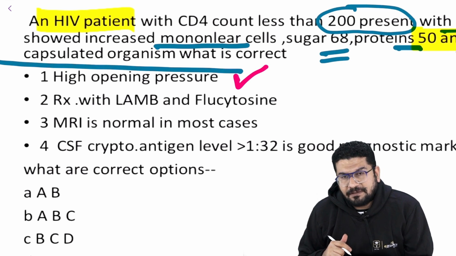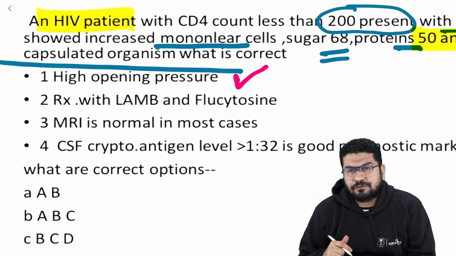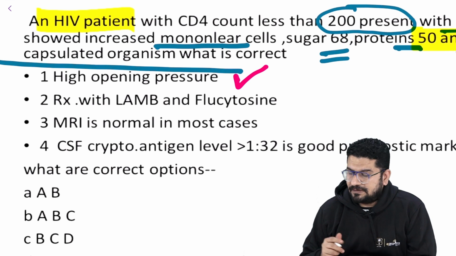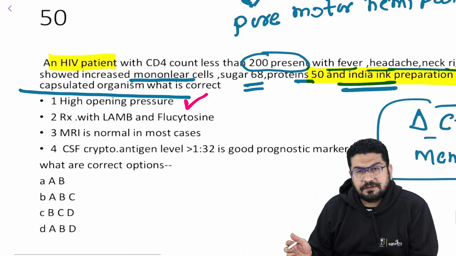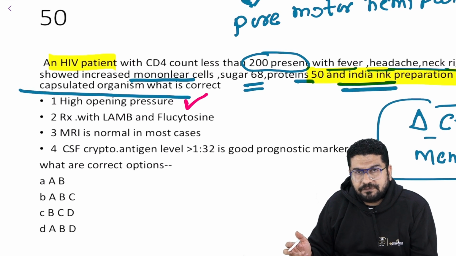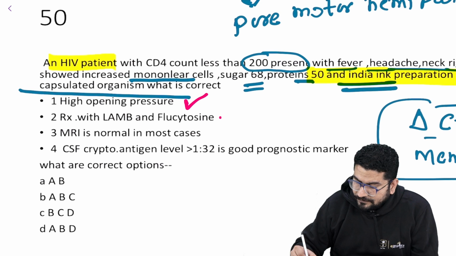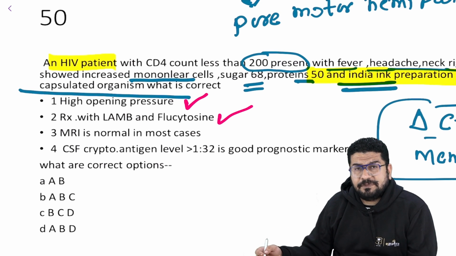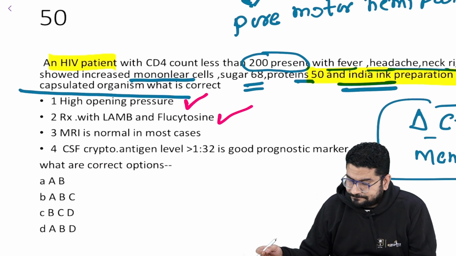Treatment with LAMB. LAMB is liposomal amphotericin B, and flucytosine. Yes. This is a fungal infection, so in treatment we give LAMB and flucytosine. This is the treatment of choice. So we give liposomal amphotericin B and flucytosine.